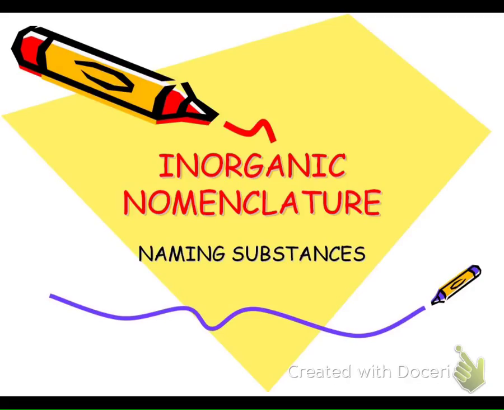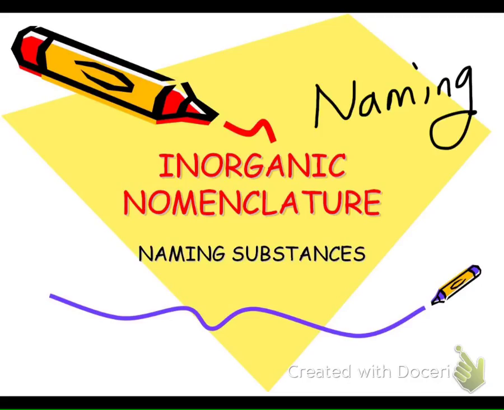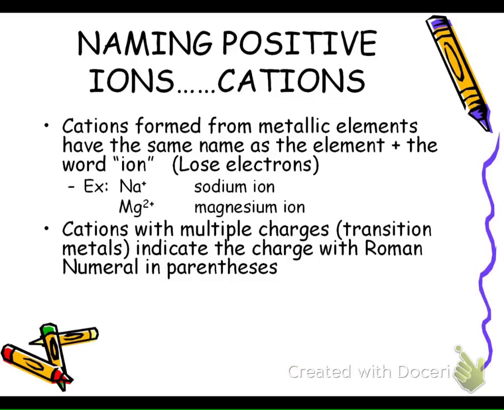This lesson is about inorganic nomenclature. In particular, we're just going to look at naming ions. Nomenclature is nothing more than a fancy name for naming things. We're going to start with cations, which mean positive ions.